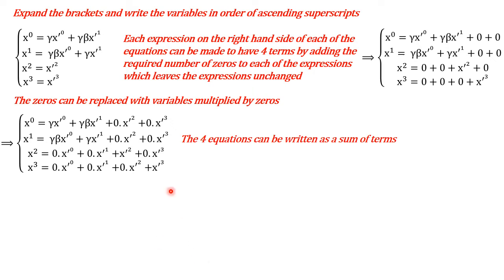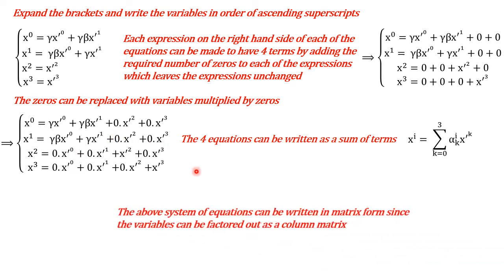So we can clearly see that x prime 0, x prime 1, x prime 2, x prime 3 can be some variable x prime k, and then the coefficients can be alpha ik, such that we have xi equals the sum from k equals 0 to 3 of alpha ik x prime k. So this x prime k here are the variables x prime 0, x prime 1, x prime 2, and x prime 3, and alpha ik represents the various coefficients of these variables.